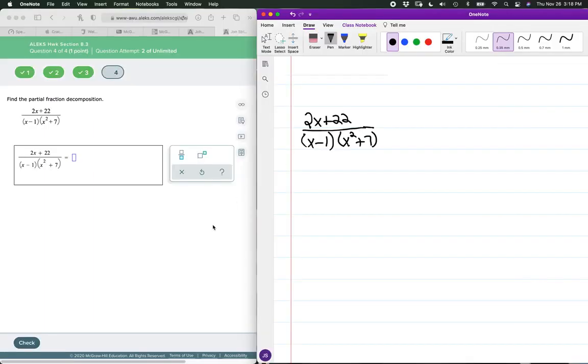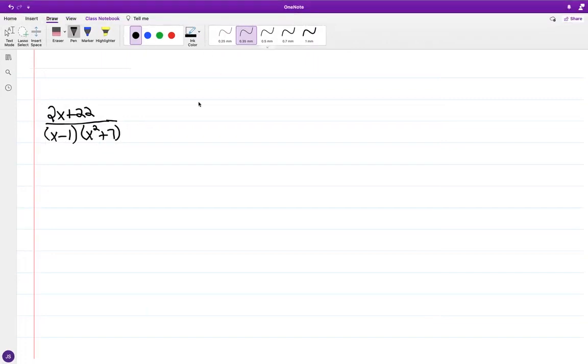Okay, for the next ratio, we have 2x plus 22 all over x minus 1 times the quantity of x squared plus 7. And if I write this in terms of partial fraction decomposition, for the general setup, we're going to have a over x minus 1. Now x squared plus 7 is what is referred to as a quadratic factor. That is a factor of second order, like in the case of the sum of squares, which cannot be factored. And for quadratic factors, I want to maintain a 1 degree difference between what is in the denominator expression and what will be in the corresponding numerator.